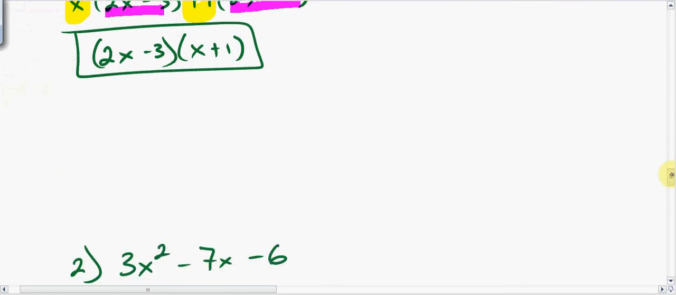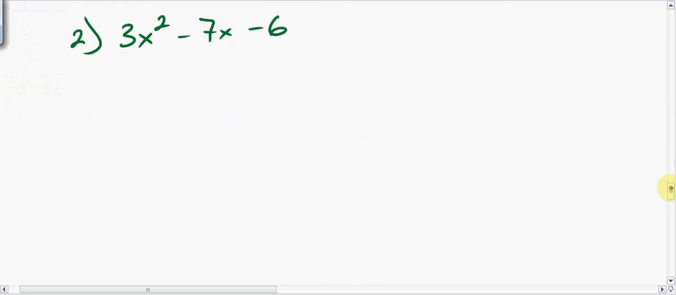Okay, and looks like we got one more down here. Let's try this guy. So we've got 3x squared minus 7x minus 6. So we'll find the factors of 3 times negative 6. That's going to give me negative 18. Factors of negative 18 that add up to negative 7.